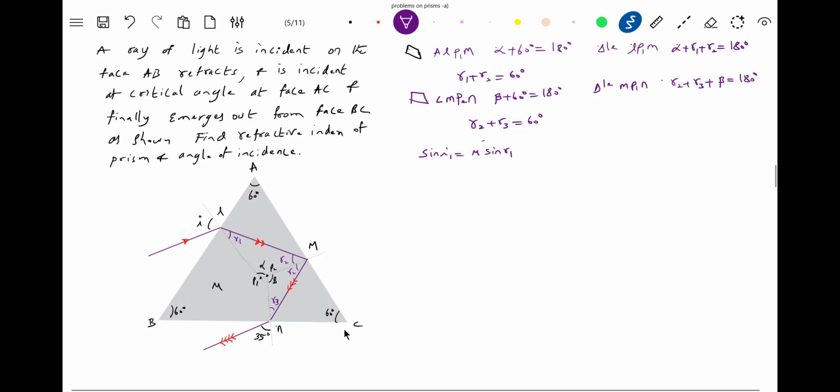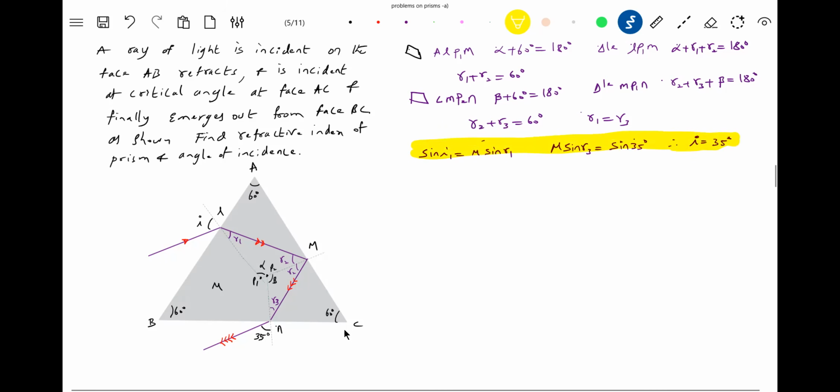We have to calculate the refractive index and angle of incidence. Only this information is available. Is R1 equal to R3? Comparing these two, yes, R1 equals R3. If R1 equals R3, then sin I1 equals mu sin R1, therefore I is equal to 35 degrees. Just by comparing things, I brought the expression for the angle of incidence.